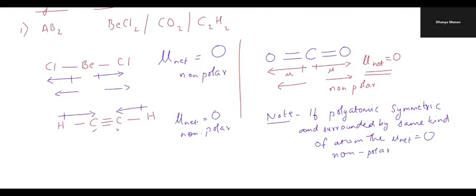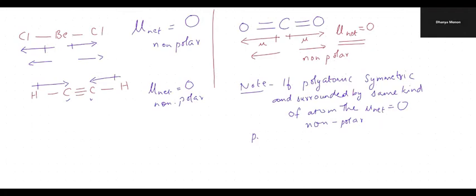Provided, what should not be there? Provided there is no lone pair. We did not talk about the lone pair, but here, what is the condition? There should be no lone pair of electrons. Okay.